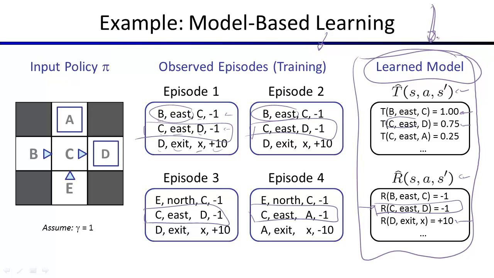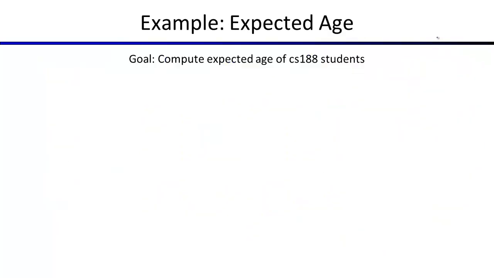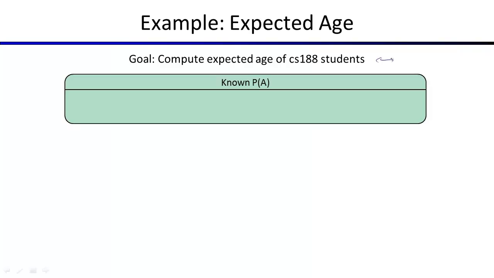But if you have the time to first learn a model, this is a reasonable way to go. Okay, so let's take a look at model-based learning versus model-free learning. Let's say we want to compute the expected age of CS188 students. Well, if we had a known distribution over age, then here's what we could do. We can compute the expected value. We sum over all possible ages the probability of that age multiplied with the age, and that gives us a weighted average of the ages, the way that we need to do to get the expected age of CS188 students.